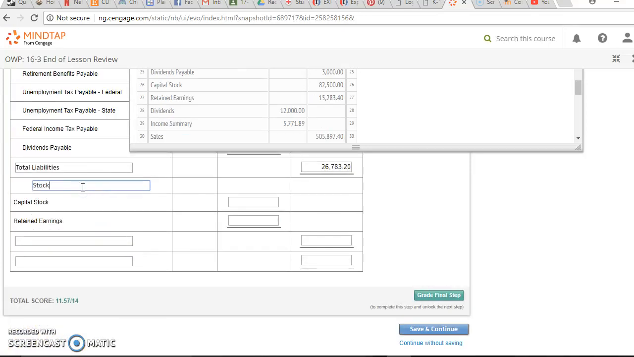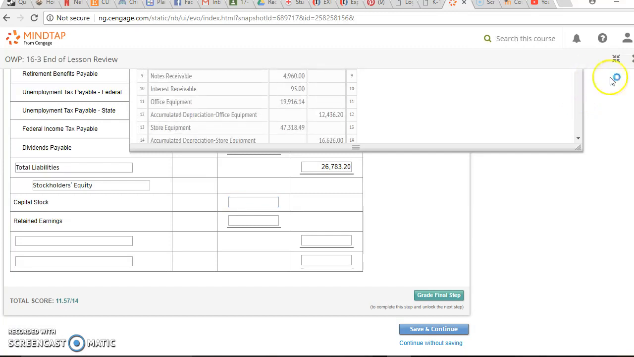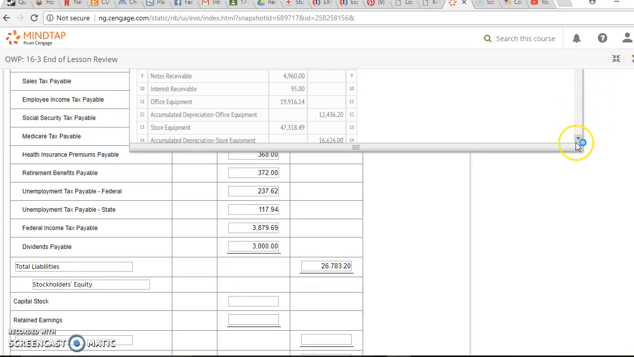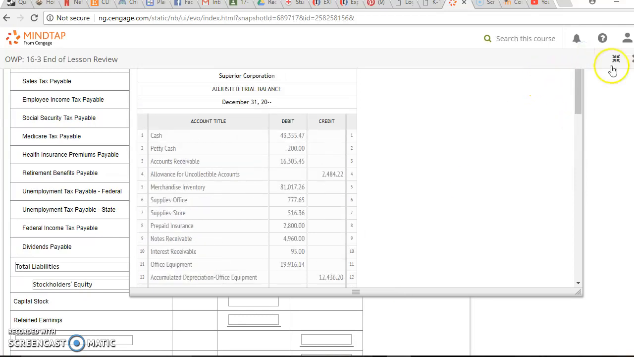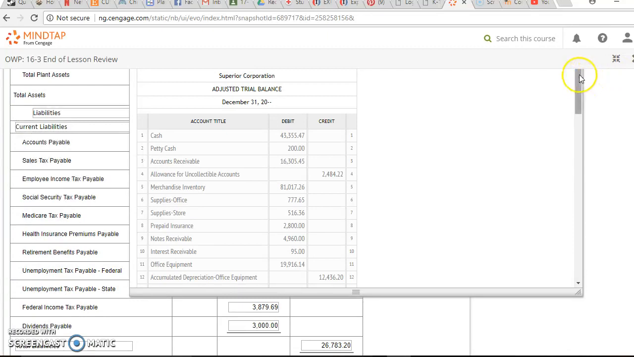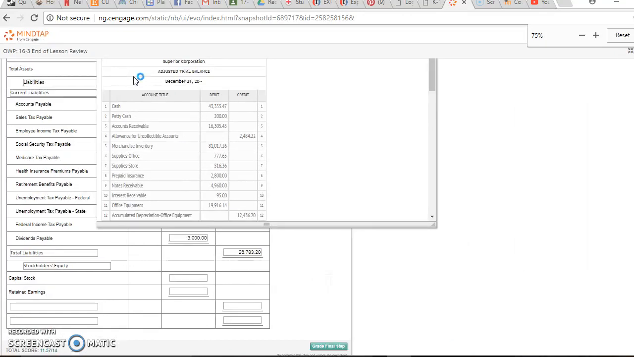Okay, last section is stockholders' equity. In the capital stock, now we're going to get this off of... I don't know how to get this repinned here. I'm going to pause it.